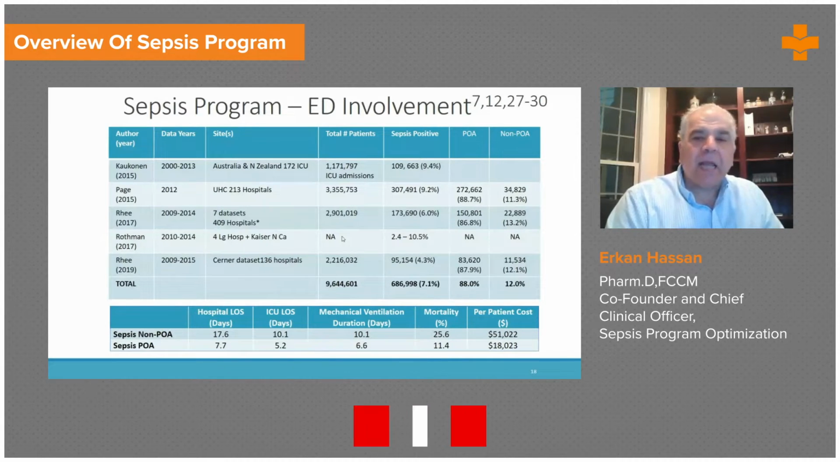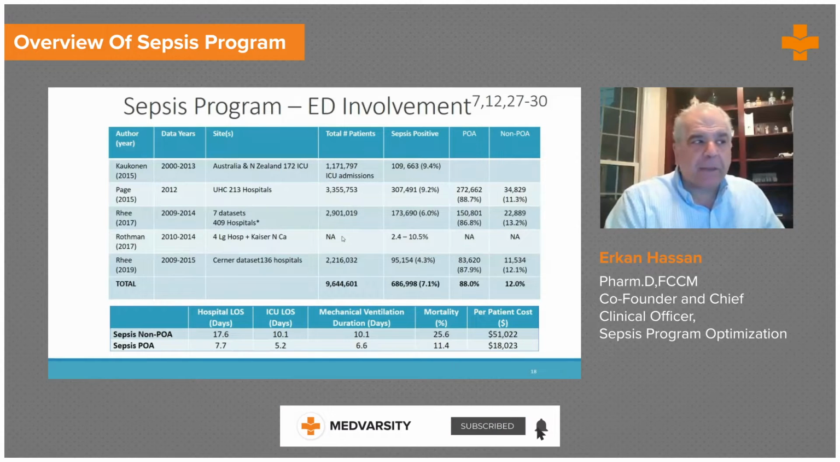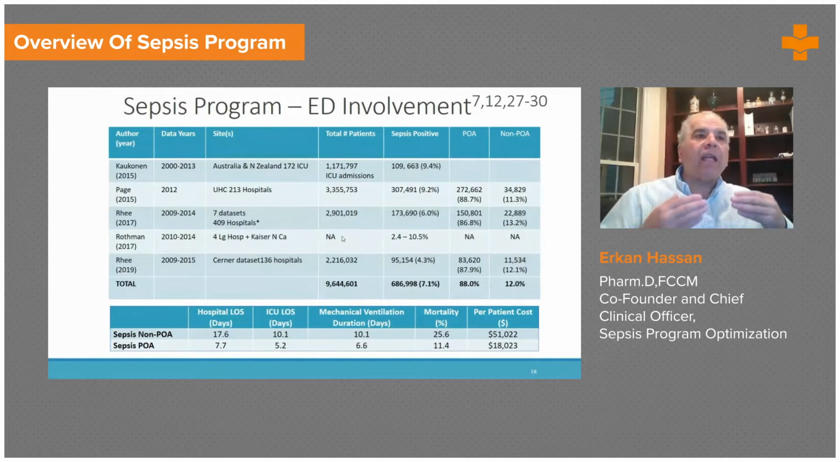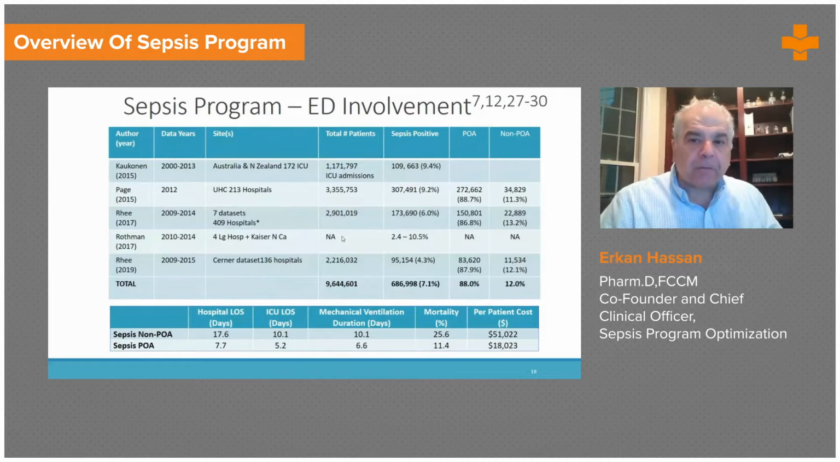What you see here is that 88% of patients with sepsis, and these are the sepsis patients, present with sepsis on admission. Depending on the hospital, I've seen the range anywhere from 80 to 90% of patients who have sepsis come in through your emergency department with sepsis. So it's present on admission. Excluding the emergency department from your sepsis program, you're going to miss 88% of your sepsis patients. You have to have ED involvement.